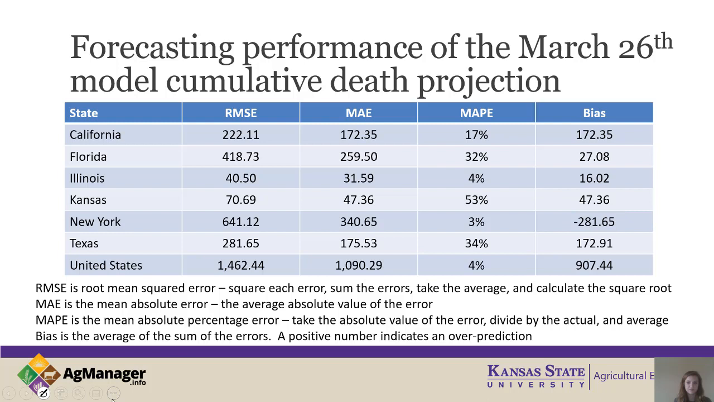If you look at mean percentage error, which is just the absolute value of the error divided by the actual, represented as a percentage, we can see some pretty low percentage errors here in Illinois, New York, and the United States, and then some of those states that we talked about that are experiencing pretty significant deviations from what was predicted. We can see those higher numbers in Florida, Kansas, and Texas.